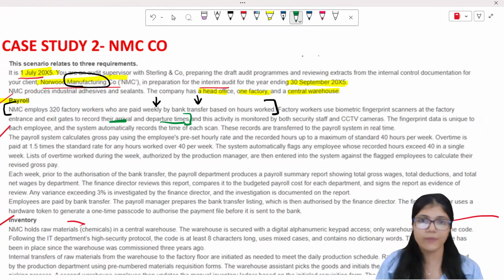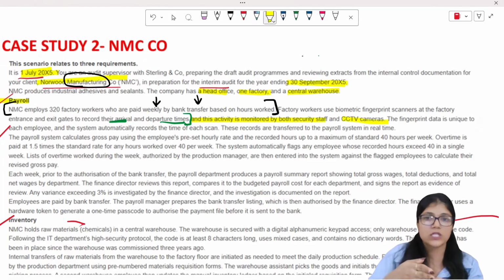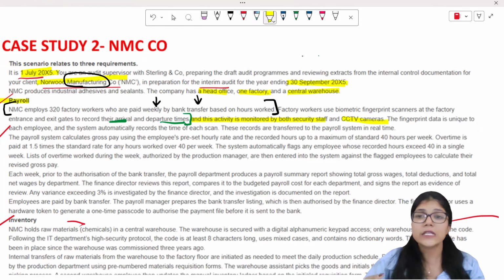So right now it's bare minimum, but they're saying, and now focus on this, this activity is monitored by both security staff and CCTV cameras. Now you see, they have gone 2 miles extra, not even 1 mile. They have a security guard also and CCTV cameras also, which are having surveillance over this whole activity of biometric fingerprint scanners. Right? So they're not just stopping at the scanner. They have put another shield, which is the security guard, and another shield, which is CCTV cameras.